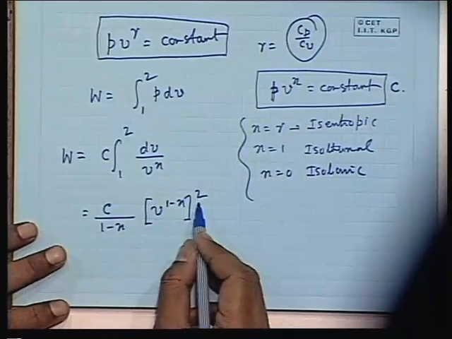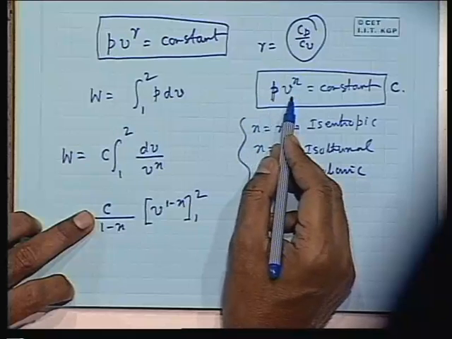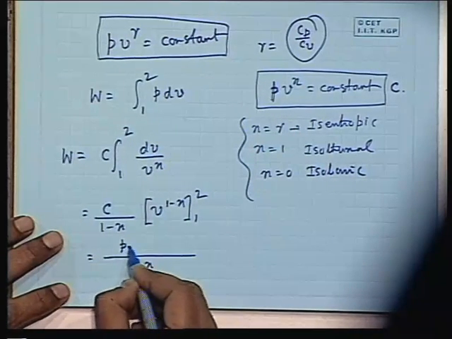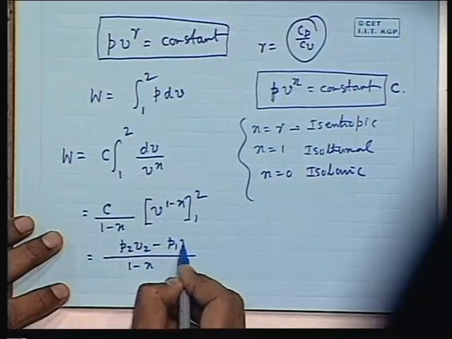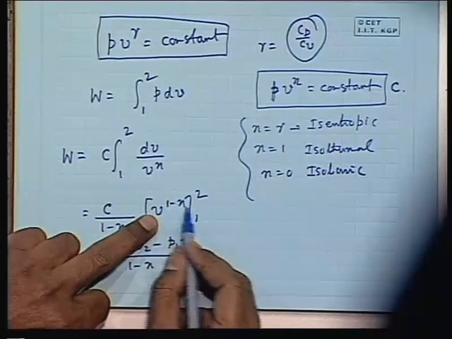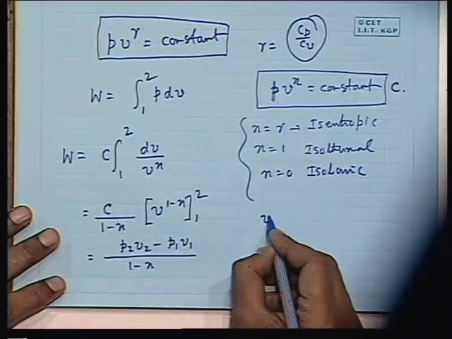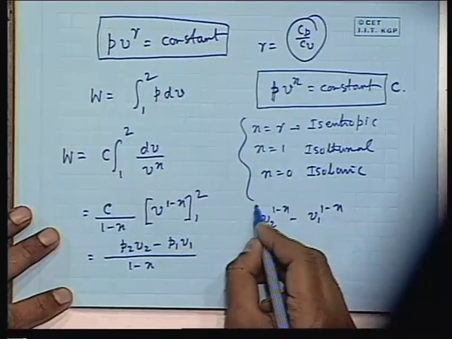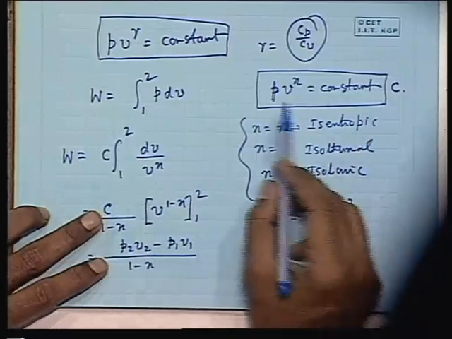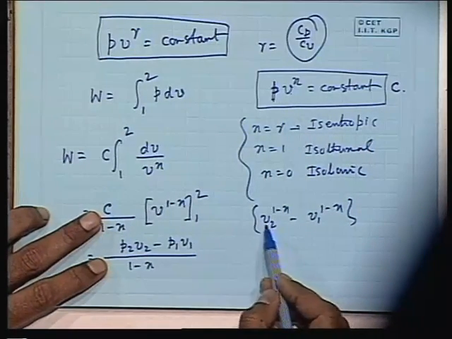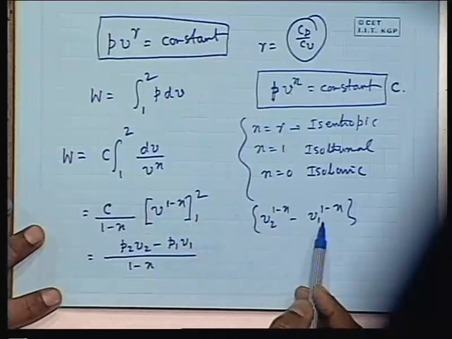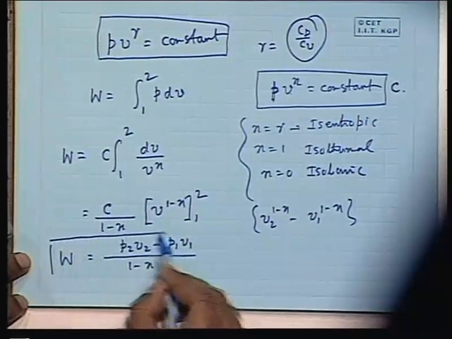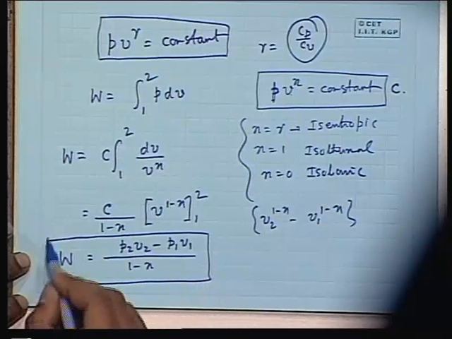So V2 to the power 1 minus n, and C is P2 V2 to the power n. So this becomes 1 by 1 minus n, P2 V2 minus P1 V1. Because V2 to the power 1 minus n minus V1 to the power 1 minus n, this bracket, after putting the limit, will be like this. So when it is multiplied with C, which is P2 V2 to the power n, here that will give P2 V2, and when you multiply with that, we will get P1 V1. So this is a very important expression. So if n is equal to gamma, this will be 1 minus gamma.